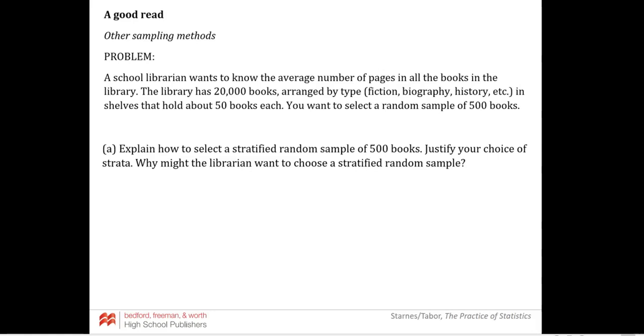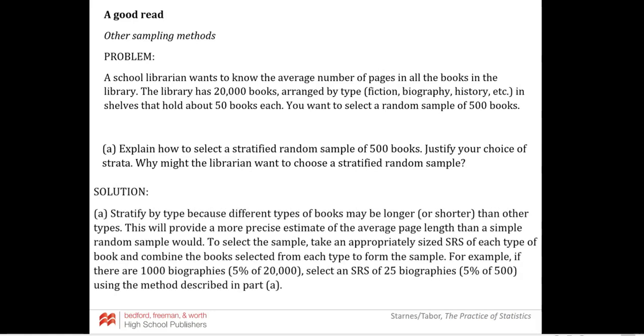So in other words, if there were 5,000 fiction books out of 20,000 books, that's a fourth of them, right? So you would want to take a sample of a fourth of 500. So 500 halved is 250, and half again is 125, which is a fourth of 500, because you have 500 total in the sample. So you could do it something like that.